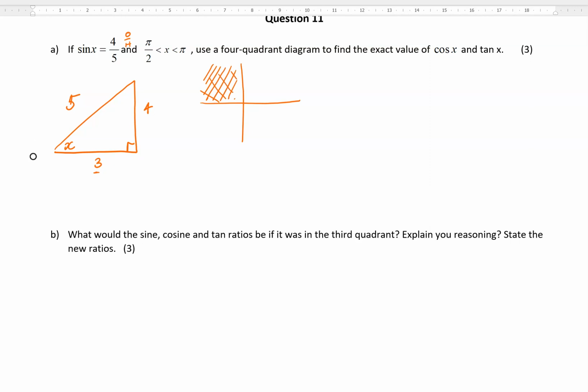And so we can now say that cos, we know, is adjacent over hypotenuse, so it's 3 over 5. And tan is opposite over adjacent, so that's going to be 4/3. But we have to consider the sign. So in this quadrant here, right, your cosine, remember, yes, SATC, but I'd rather you go, this is your cosine axis, and on the left it's negative. And tan here, sine is positive, but cosine is negative, so that will also be negative.